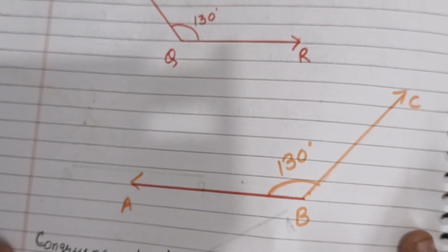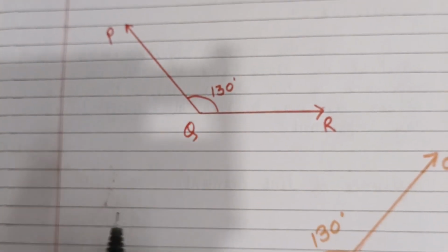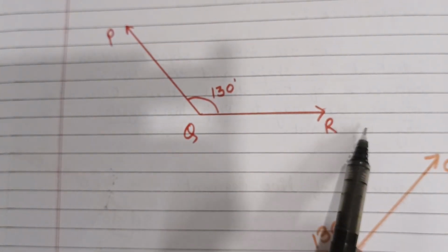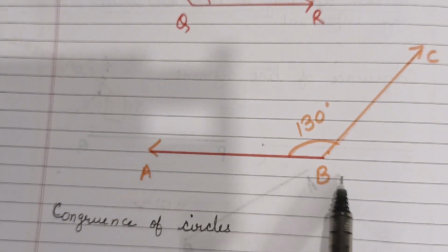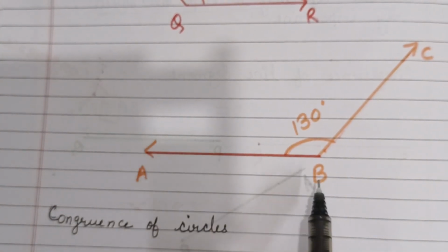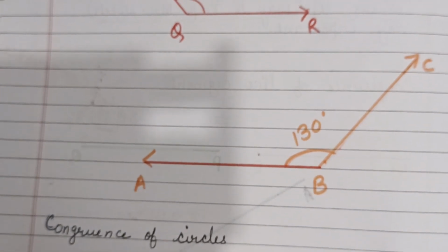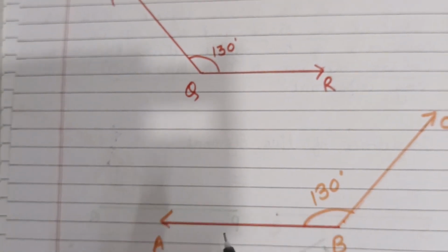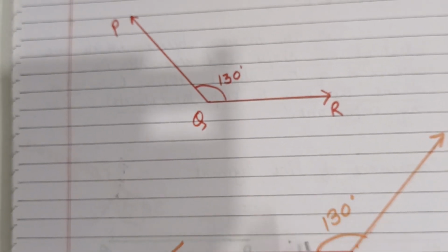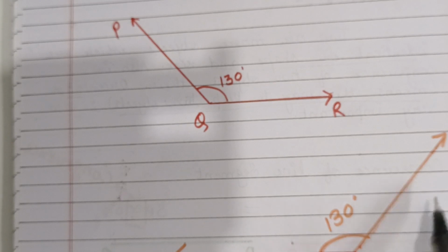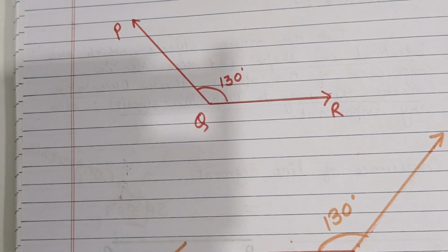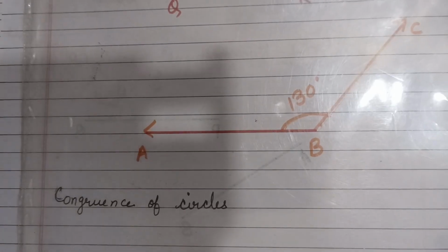Now we are going to talk about another set of angles, that is PQR, which is 130 degrees, and the other angle is ABC. So it is also 130 degrees. Now when you make a cutout of them or make a trace of them and make them overlap each other, this ABC will overlap with PQR. But here we need to understand what will overlap what.